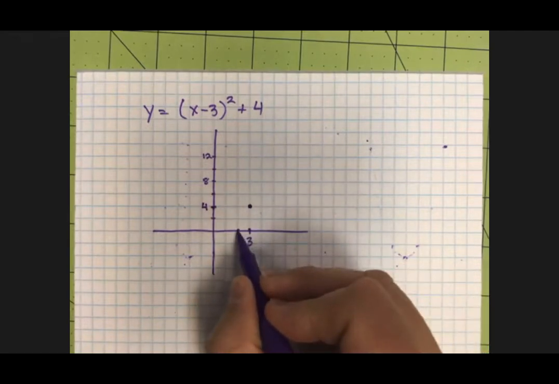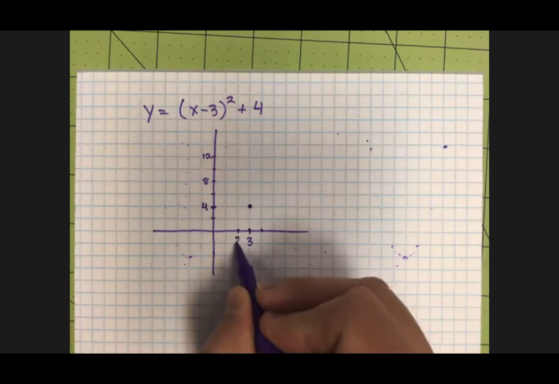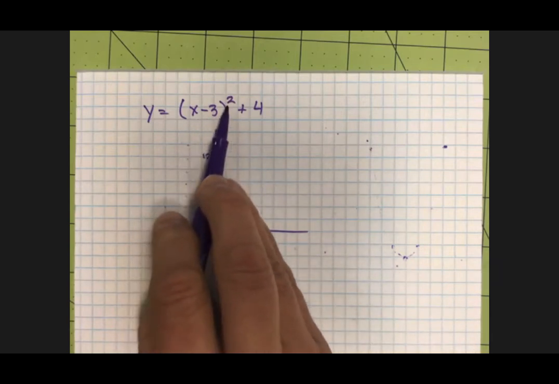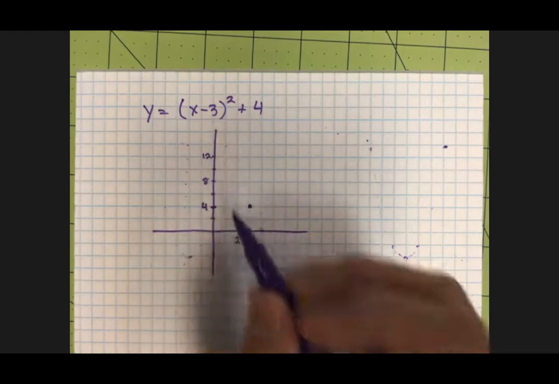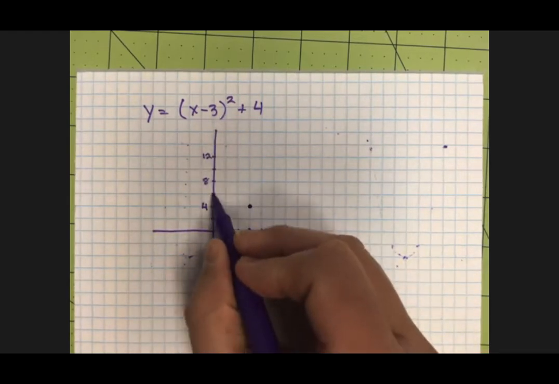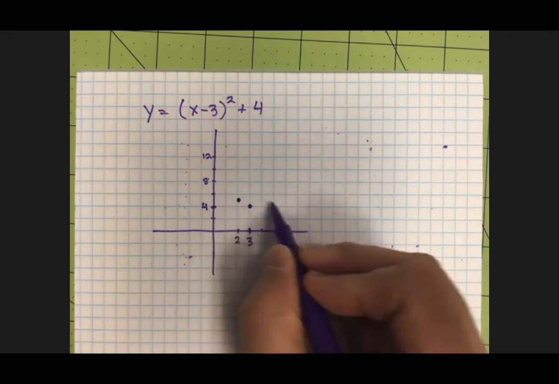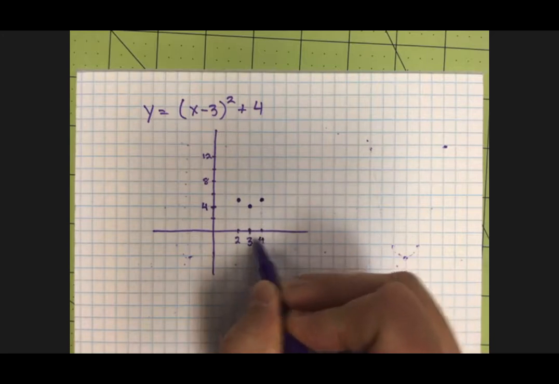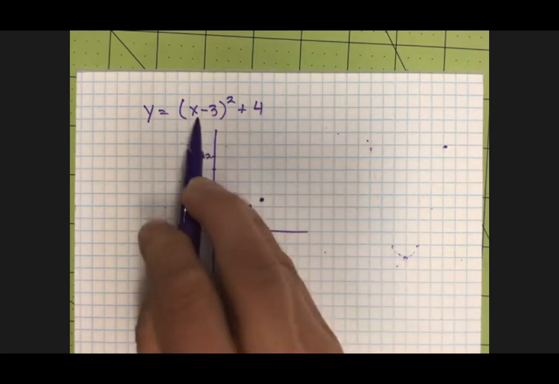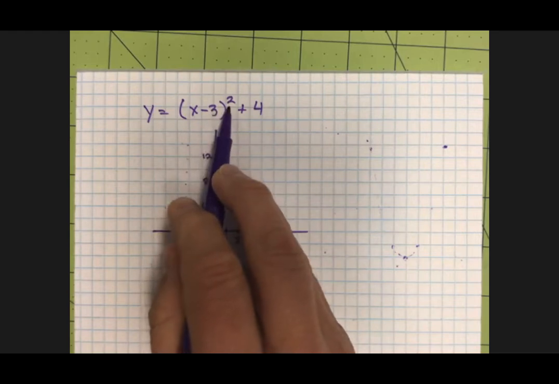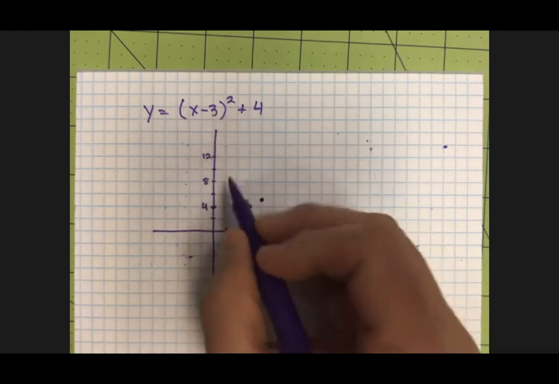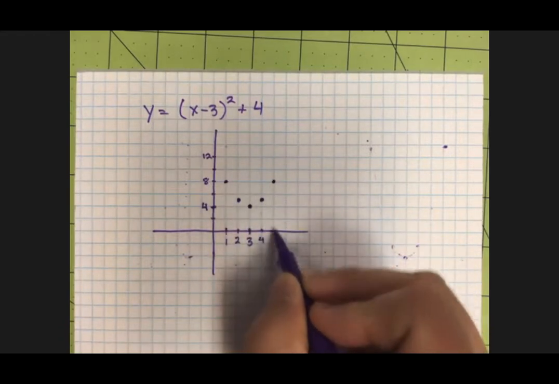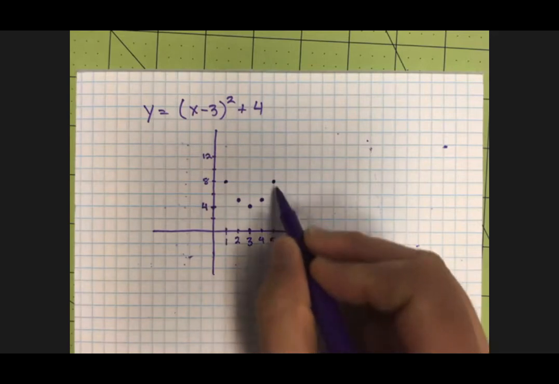And just pick points out on the left and right. 2. Well, 2 minus 3 is negative 1. Negative 1 squared is 1. 1 plus 4 is 5. Now remember, this is 2, 4, 6, so 5 is right here. And then automatically there's a point on the other side at (4, 5). Let's put in 1. 1 minus 3 is negative 2, squared is 4. 4 plus 4 is 8. So I get an immediate point here at (5, 8).